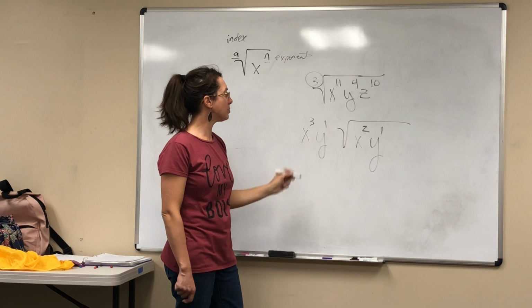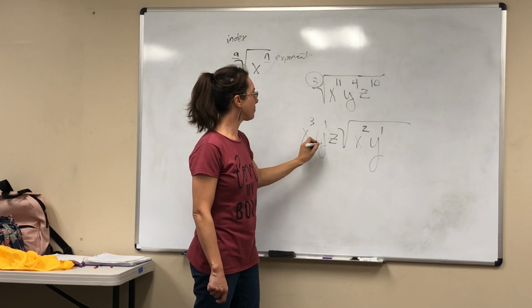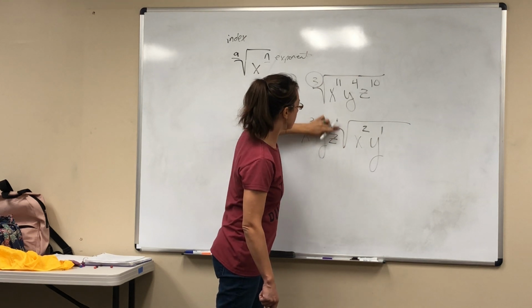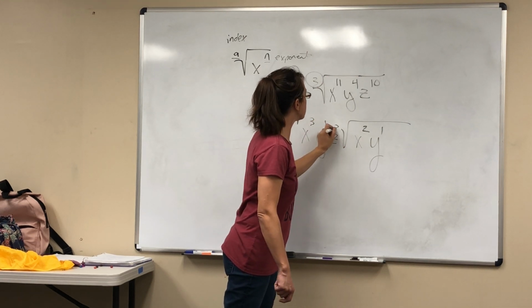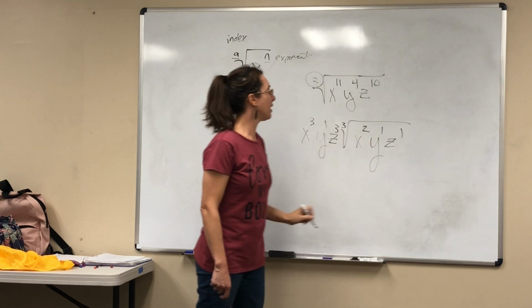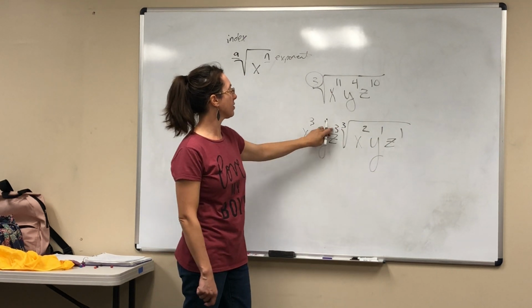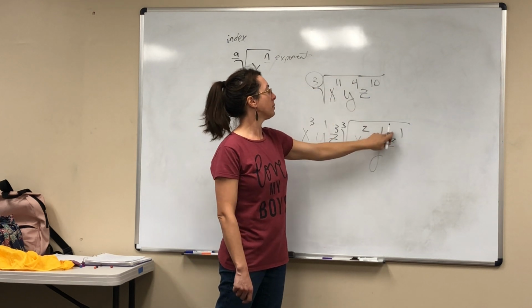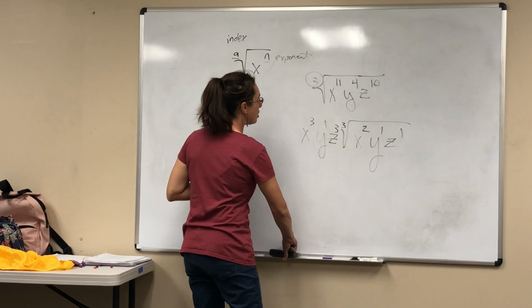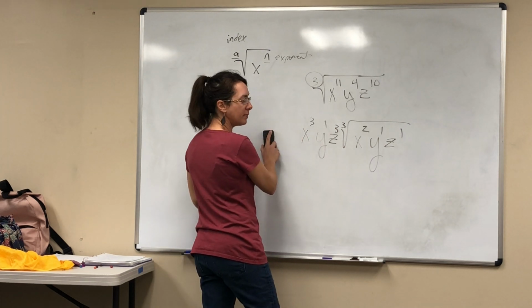Okay, how many groups of z can I get out? 3. Do I have any left? 1. You're right. This 3 goes here, and that's there. And I have 1 z left, right? 3 times 3 is 9, plus 1 is 10. So this is how we can go backwards.